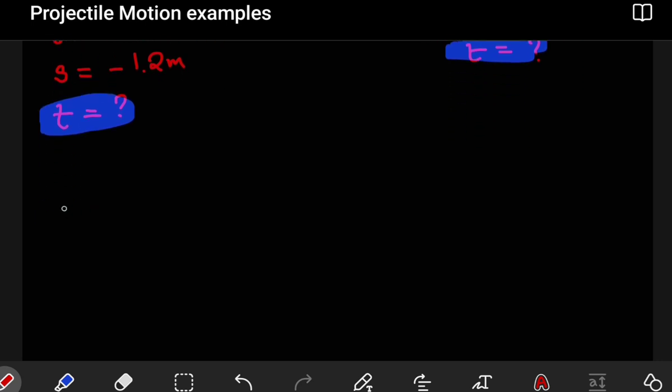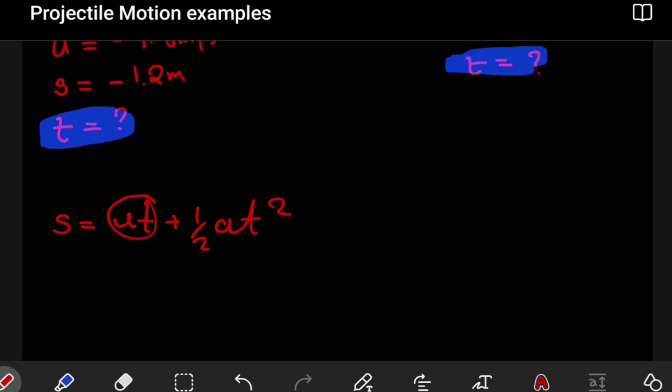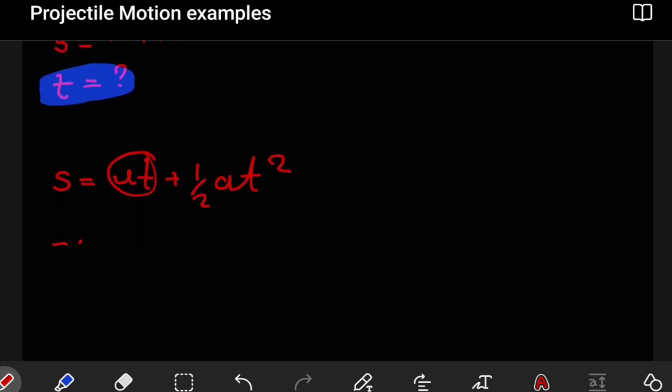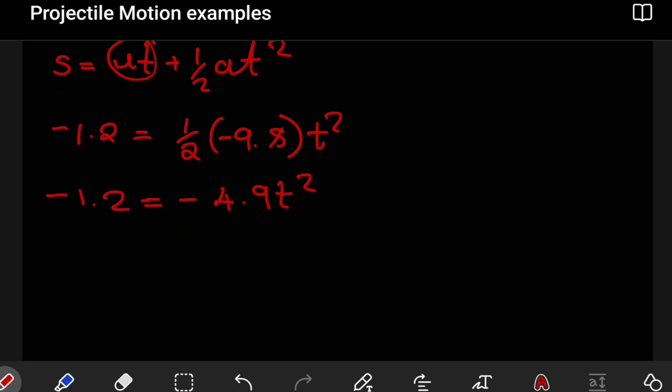Since we're looking for the time, and we don't have the final velocity, the equation that will work for us is s equals ut plus half at squared. Because the initial velocity is 0, the ut term becomes 0. Our displacement is downwards, negative 1.2, and then we have half of minus 9.8 times t squared, the total time. This becomes minus 1.2 equals minus 4.9 t squared.